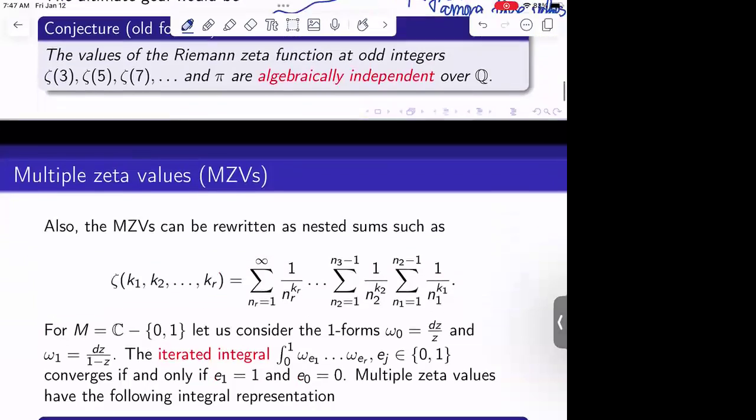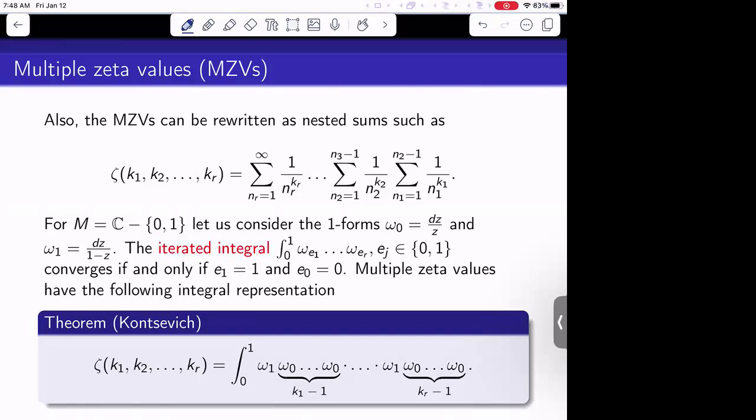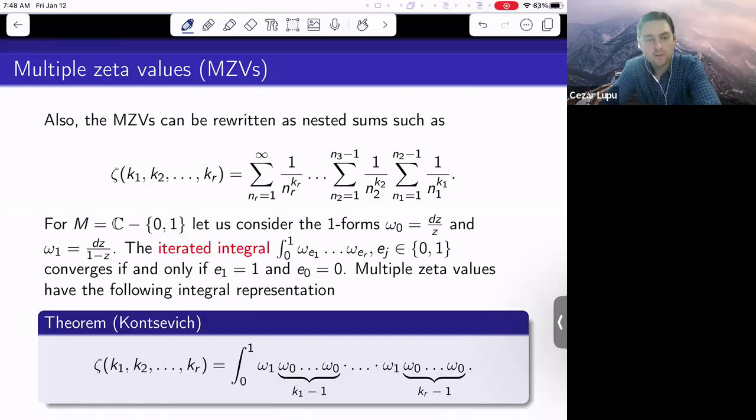Okay. Now, why are these MZVs so important? As I said at the beginning, they can be written as this nested sum, as you can see there. But another important fact is that we can write this as iterated integrals. This was observed by Kontsevich, but I already had a discussion with Hossein, and he told me that Picard already saw this a long, long time ago. I will leave it at this point as an observation made by Kontsevich, which basically says that the multiple zeta values can be expressed as this iterated integral.